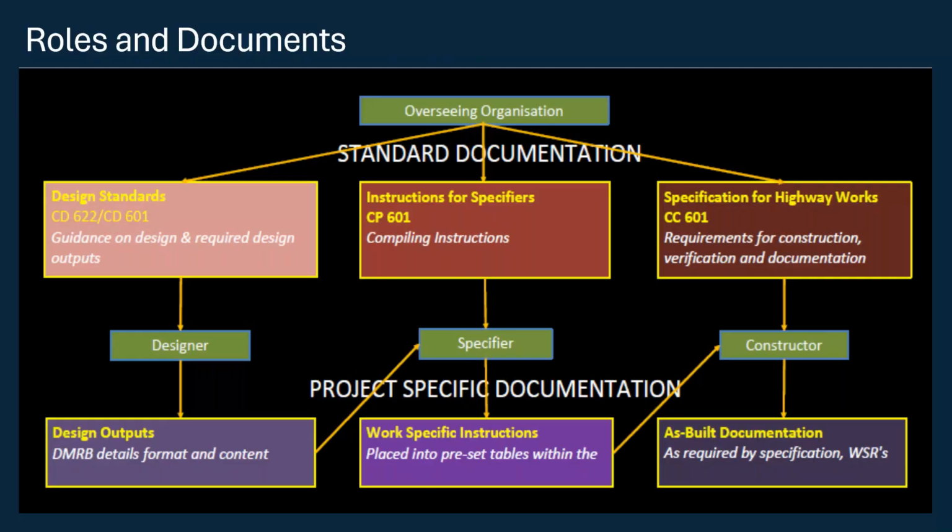And this structure applies to all the series within the Manual of Contract Documents for Highway Works. The specific documents that I've shown in the flow diagram are those that relate to Earthworks. But there's similar documents for each series within the wider documents. So it's a common structure across the board.